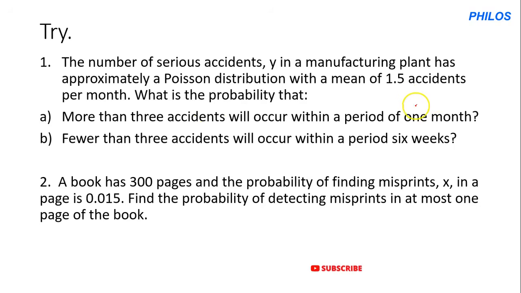Try this question and compare your answer with mine. For question A, you're going to get 0.06564. Then question B, 0.60934. Then for question 2, you get 0.0611 as your final answer. For question 2, the mean should be 4.5, and then the probability will be 0.0611. So kindly solve it and then compare with mine.